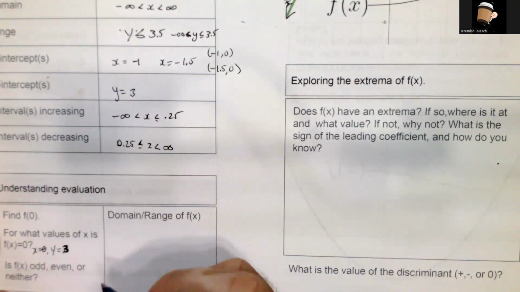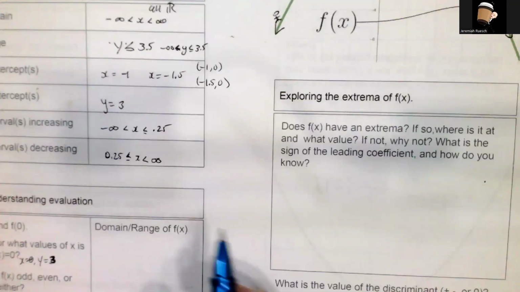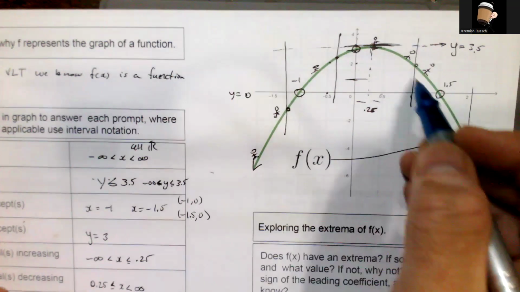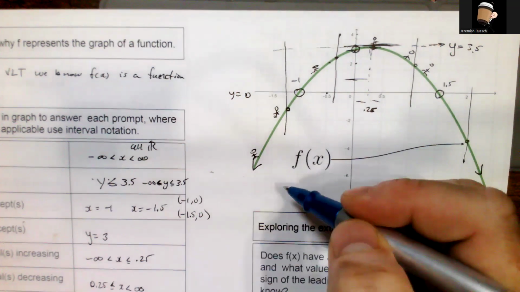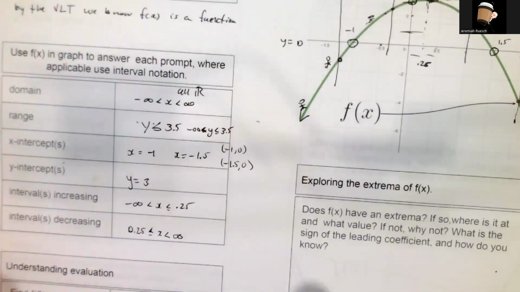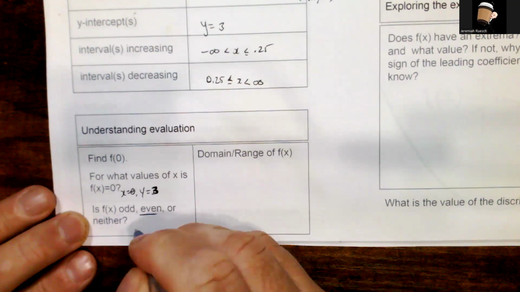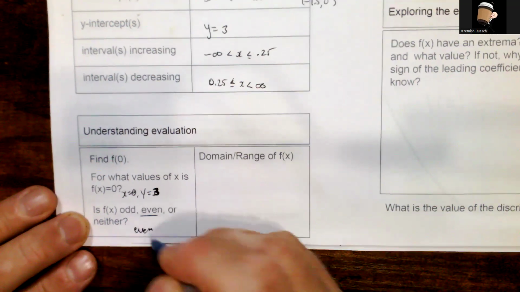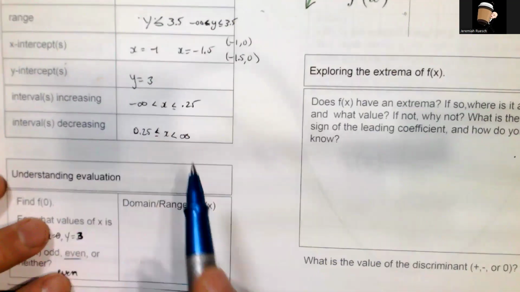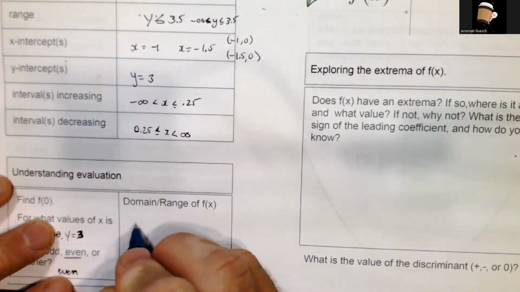So that's the y-intercept. And then is f of x odd or even or neither? Well, this looks like it's an x squared. It could be an x to the 4th. It could be an x to the 6th. We don't know. But if it is any of those, that wouldn't matter for this question, because that would mean that this function would be even. So this is an even polynomial. And then the domain and range, well, we kind of already covered that.